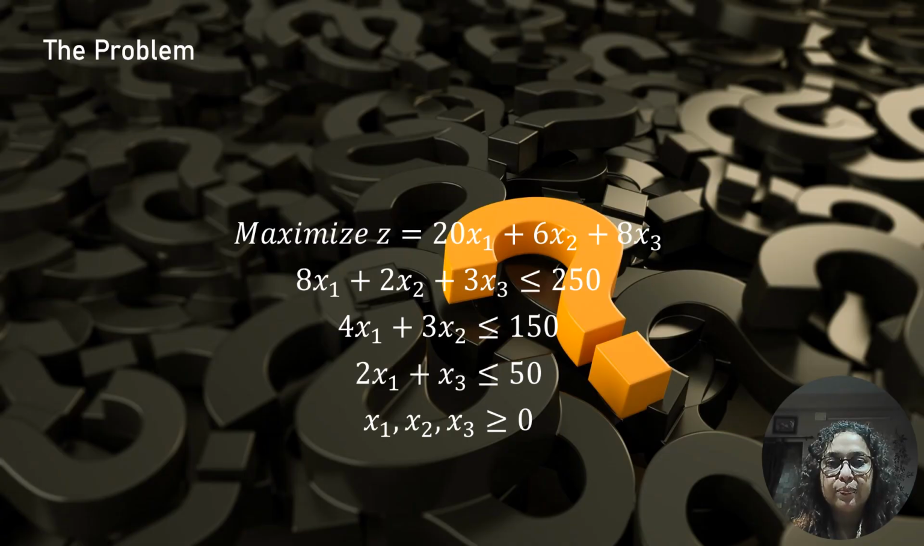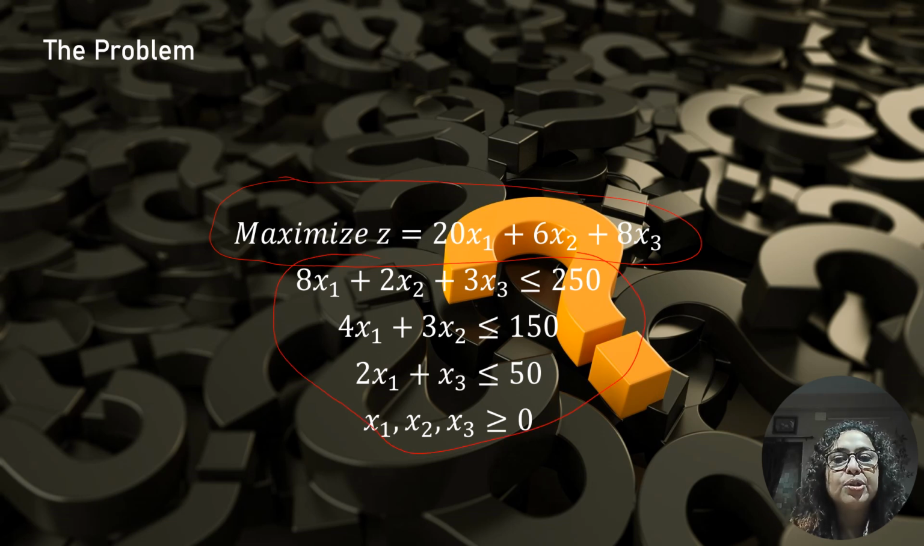Let's go to the problem first. So this is the problem on the screen. You can see this is a maximization problem. So there is the objective function and also the constraints. Now you can see that there are more than two variables. There are three variables, and so it is not easy to solve this graphically.